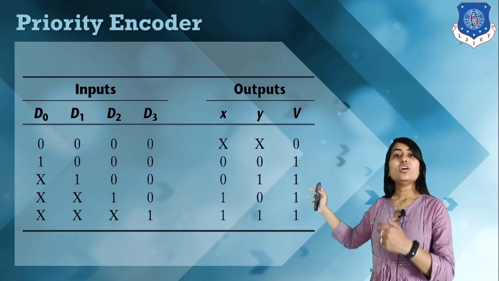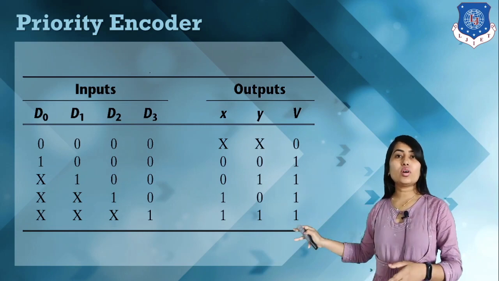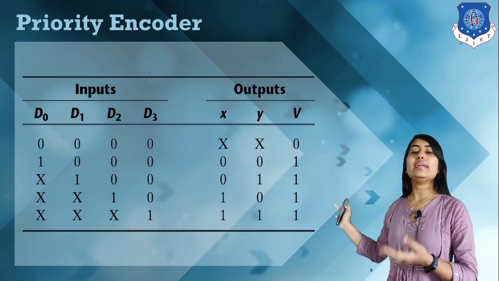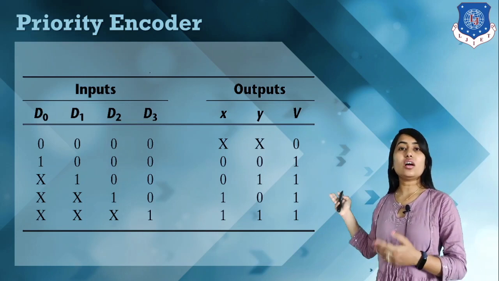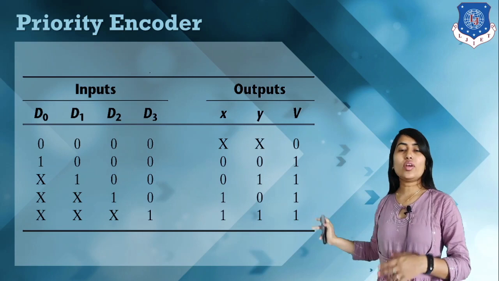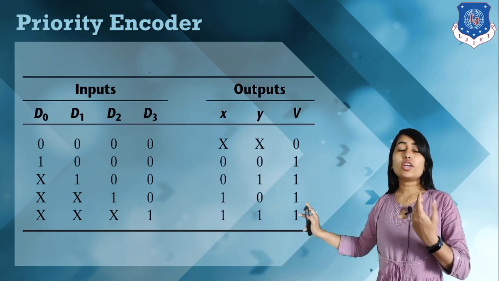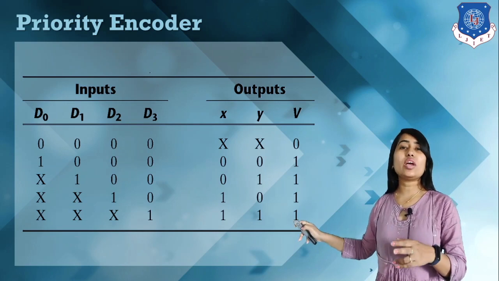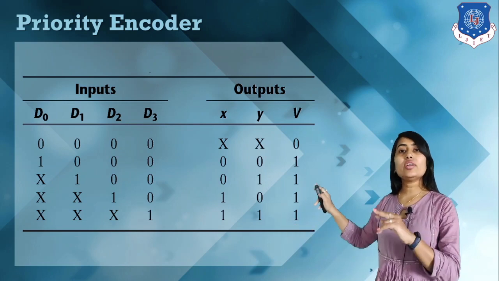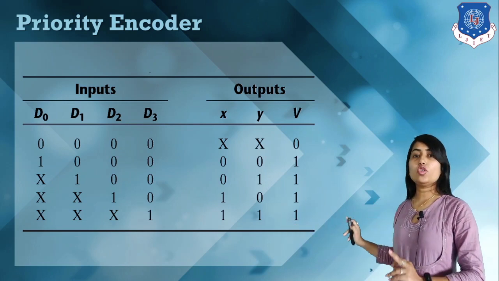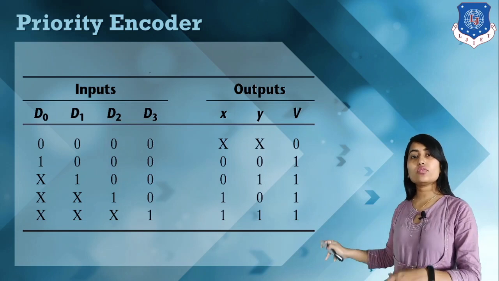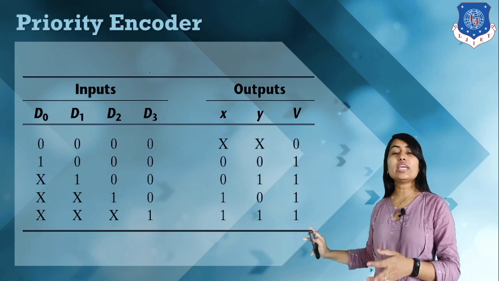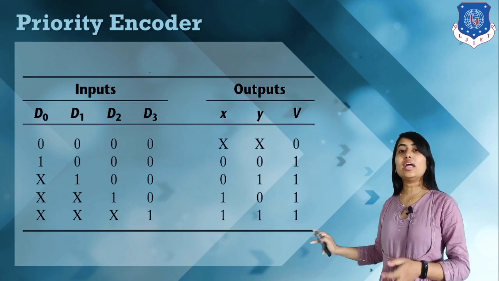Then if d0 is equal to 1, we have a valid bit indicator 1, and the x and y output is 0 0. When d1 is equal to 1, whatever the value of d0 (don't care), we have output 0 1. When d2 is equal to 1, whatever the conditions of d1 and d0, we have output according to d2, that is 1 0.